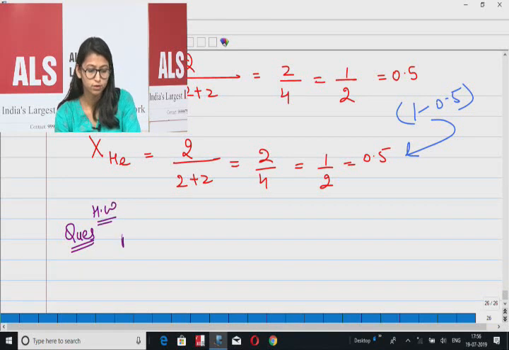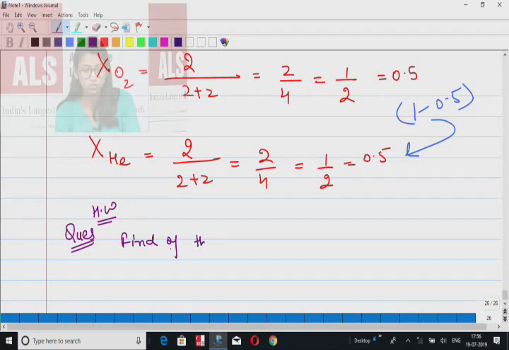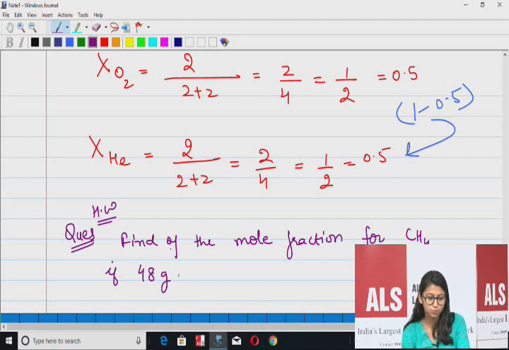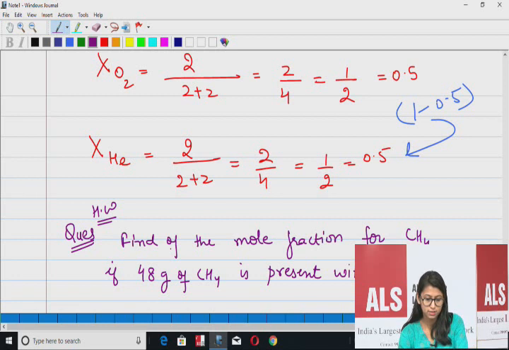Note it down. Find out the mole fraction for CH4 if 48 grams of CH4 is present with, let's say, 64 grams of SO2. Okay?